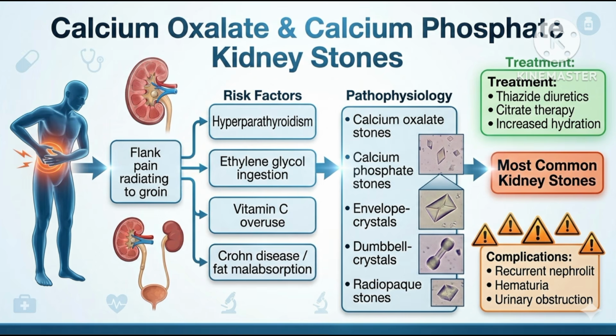If you see a patient with flank pain radiating to groin with history of hyperparathyroidism, ethylene glycol ingestion, vitamin C overuse, or Crohn's disease, you should suspect calcium oxalate stones. They are envelope or dumbbell-shaped. Treatment involves thiazide diuretics, which increase the reabsorption of calcium in distal tubules, thus decreasing the risk of calcium stones.